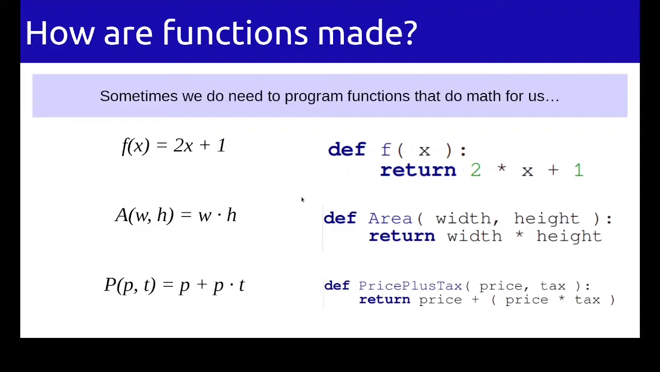So sometimes in our programs we can write functions that do math for us, but that's not the only thing we might need. So for example, here's our f of x. Here's a function that calculates the area of a rectangle for us. It takes in a width and height. It has the formula as width times height, and whatever that returns is the result. Then we have price plus tax. This function will take in a price of an item and the tax rate, and then it will basically add how much extra tax onto the price and return that.